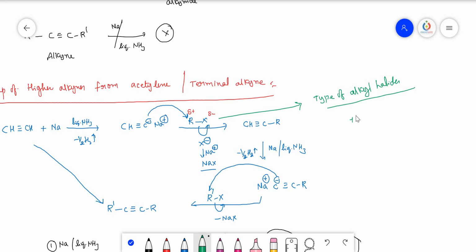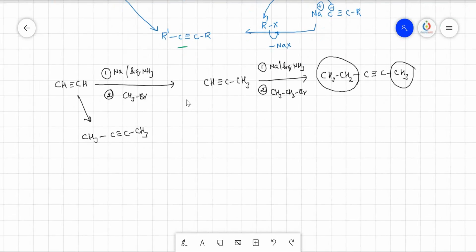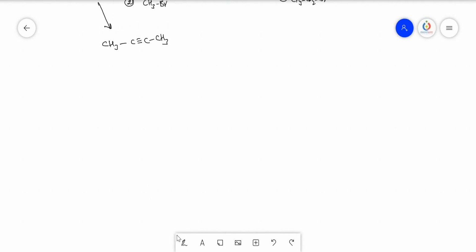It is preferable to always use primary alkyl halides. If you use primary alkyl halides, only then will you be able to get the higher alkynes. If you use secondary or tertiary alkyl halides, the product will be an alkene. So, what is the reason? Whenever a primary alkyl halide is used, the alkynide acts as a nucleophile. But when secondary and tertiary alkyl halides are used, the alkynide acts as a base. I will show you those two steps here.